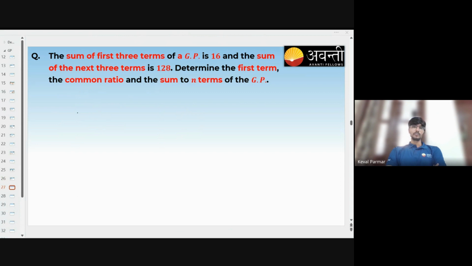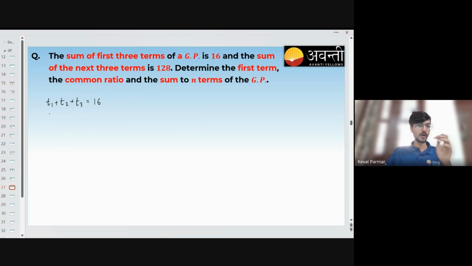As you all know, it's a GP. What does GP mean? Find A and R. So our aim should be to get A and R. To get A and R, we need 2 equations. So we'll look for how we can form the equations by reading the question. According to the question, the sum of the first 3 terms is given. That is T1 plus T2 plus T3 is equal to 16.